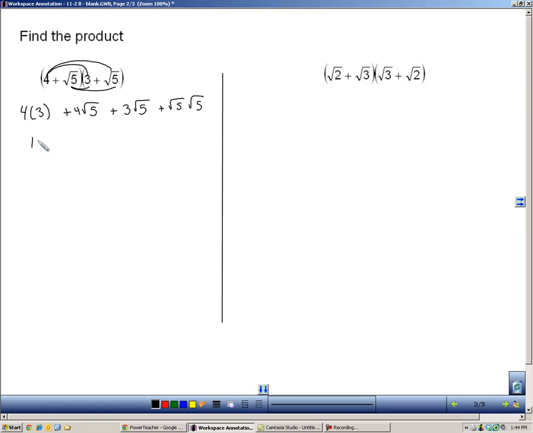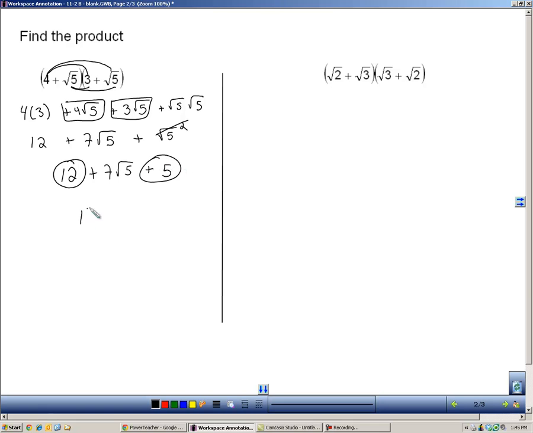4 times 3 is 12. 4 root 5 plus 3 root 5, those are like terms. So 4 plus 3 is 7 root 5. And then root 5 times root 5, if you remember, is root 5 squared, which will cancel. So we have a 12 plus a 7 root 5 plus just a 5. And now 12 and 5 are like terms, which I can combine to be 17 plus 7 root 5.